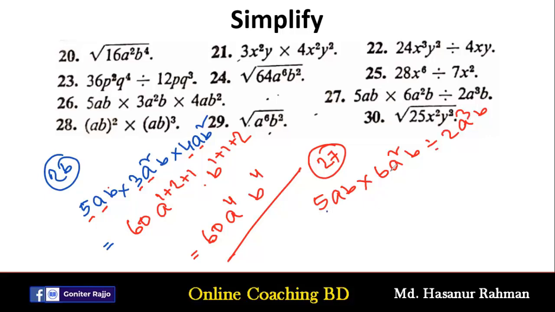Look, 5 and 6, there is a 2 in multiplication position. So 5 times 6 is 30, and we have to divide this 30 by 2. It will be 15.